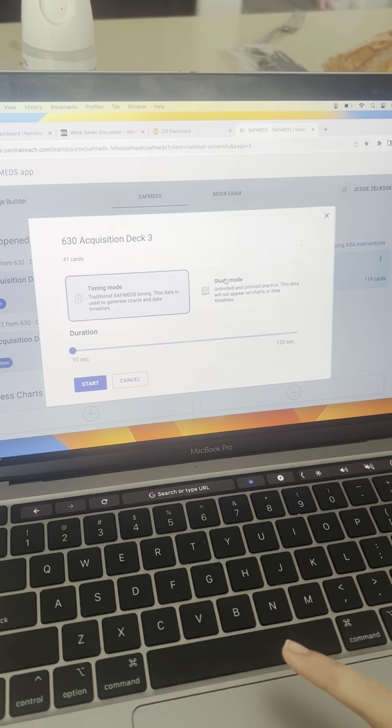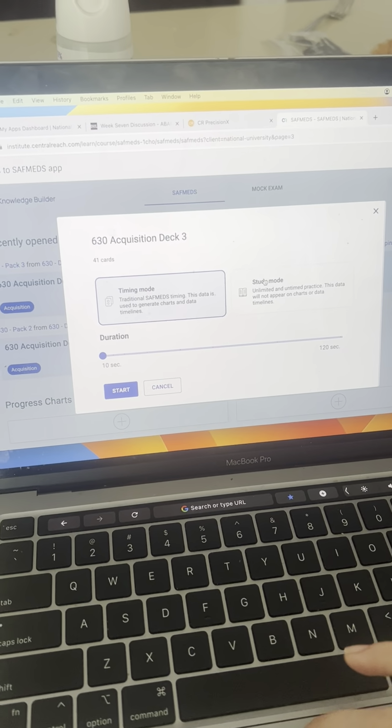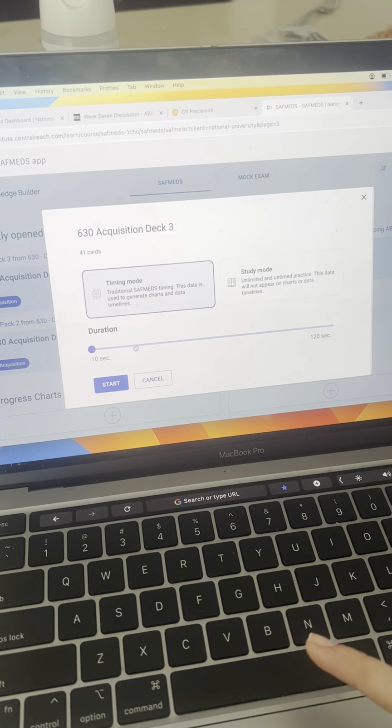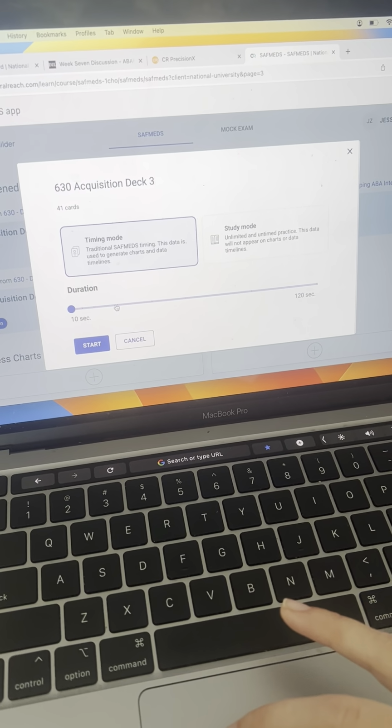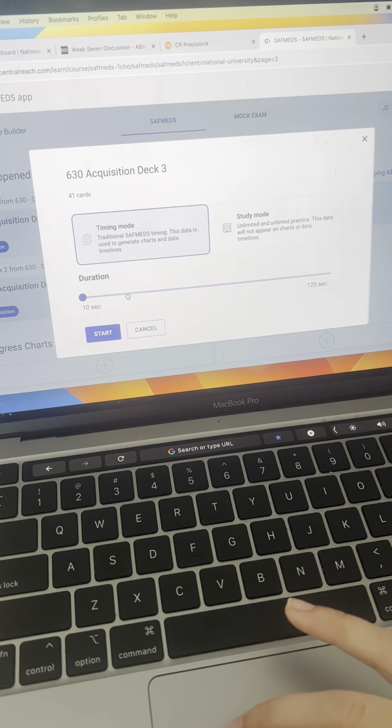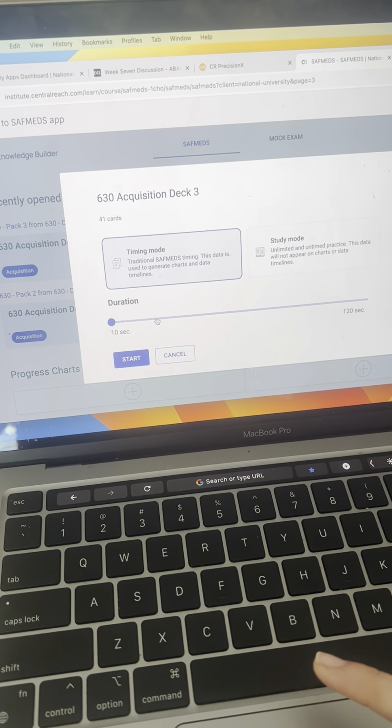And I always, on day one, I would collect baseline data. So I would run a 30-second trial without any studying at all, just to get an idea of where I'm at with my current knowledge.